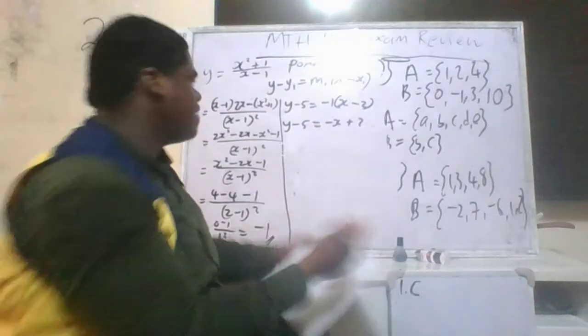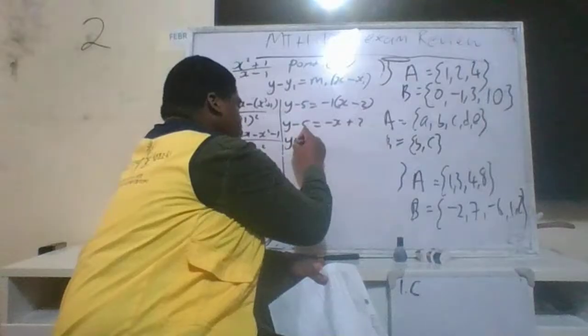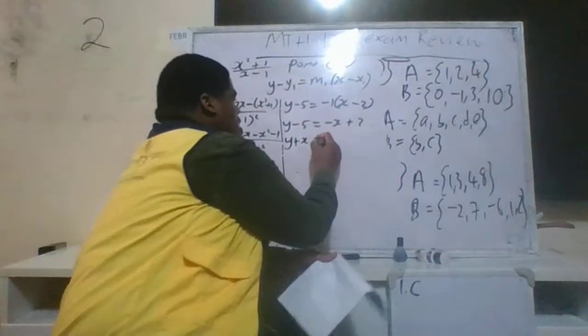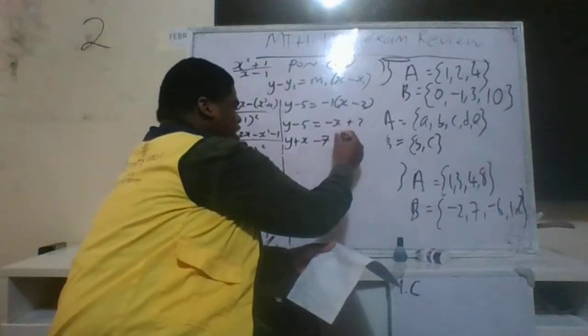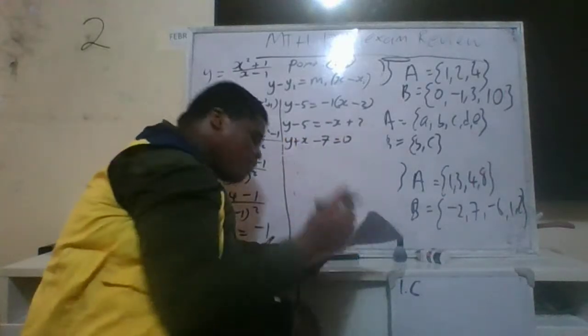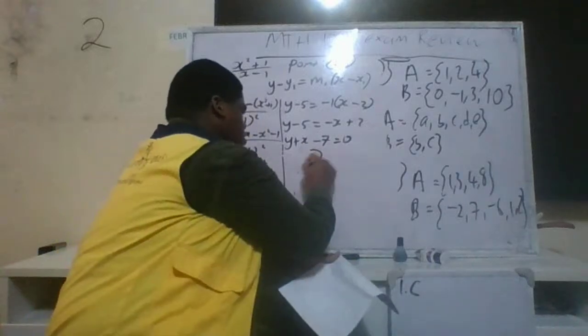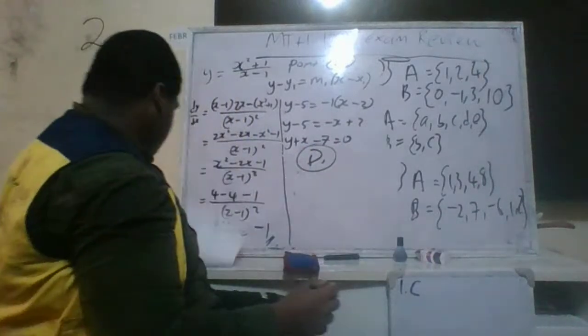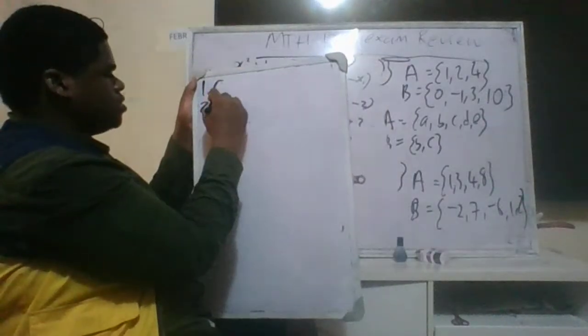I said, okay, they went further. They moved the left hand side to the right hand side. So that will be y plus x minus 5 minus 2, that is minus 7, is equal to 0. So we have y plus x minus 7, and that is equal to option D. So we have option D as the correct option. Question 2, we have option D.